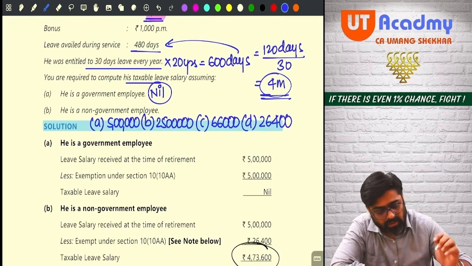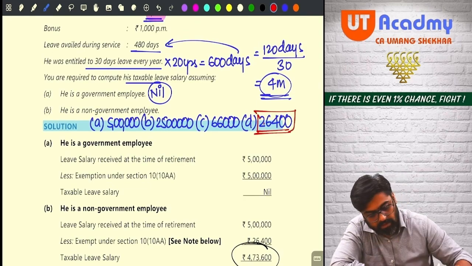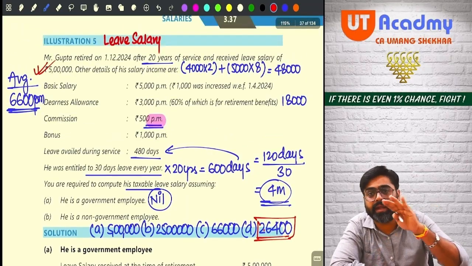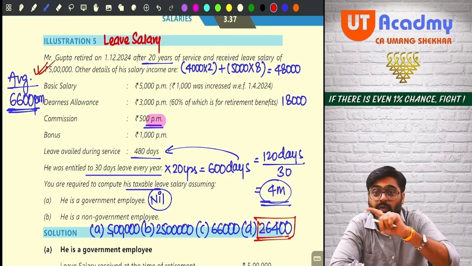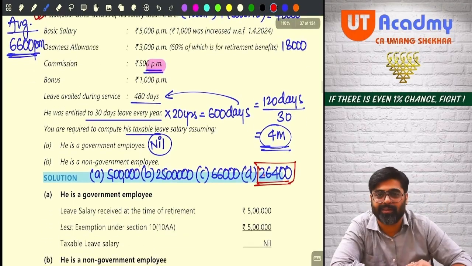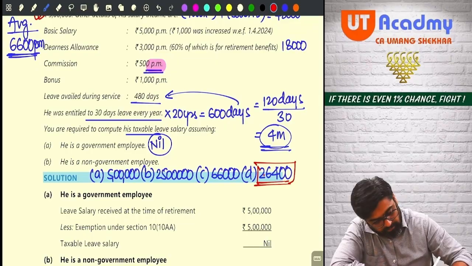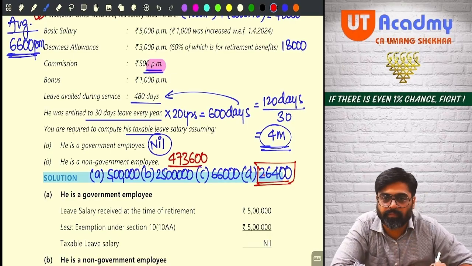Now, which is the lowest one? 26,400 is lowest. And out of 5 lakhs, if you are a non-government employee getting 5 lakhs, your exemption is not full exemption. For you, exemption is only 26,400. So how much will be taxable in that case? 5 lakhs minus 26,400, you will get 473,600. This will be the taxable leave salary for you if you are a non-government employee.